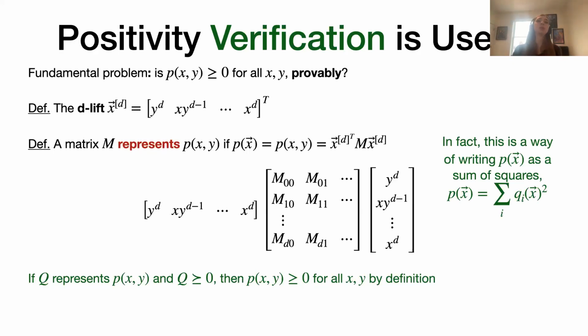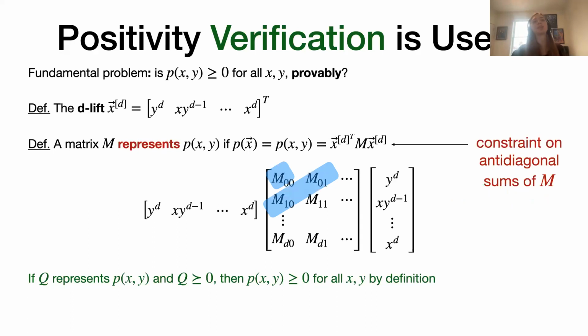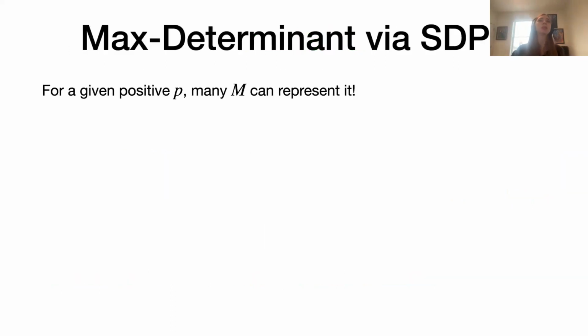So this is really what we mean when we talk about verifying that a polynomial is positive. We want to find one of these representing matrices, which in fact is also PSD. And if you can check that the matrix M is PSD and it represents P, then P is definitely a positive polynomial. So this is the unit of currency that we're going to care about in this talk. I just want to note that representing the polynomial is very simply a constraint on the antidiagonal sums of this matrix M. What that implies is that for a given positive P, there are many such M which can represent it and can be a verifier of its positivity.